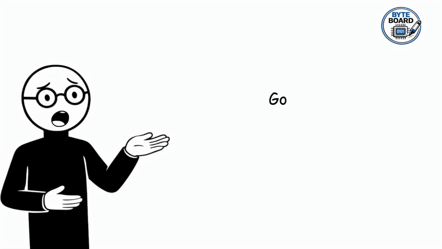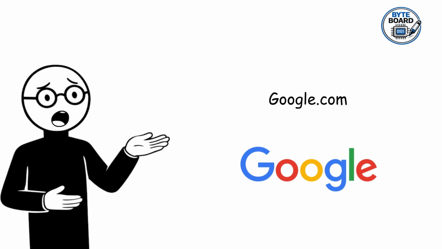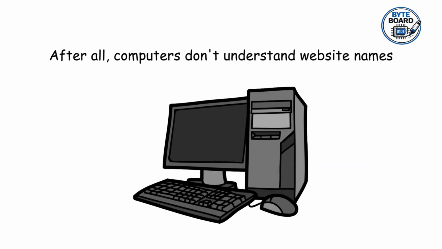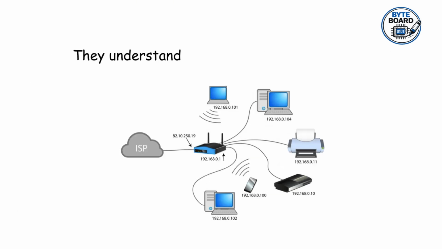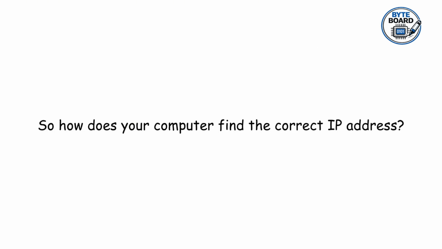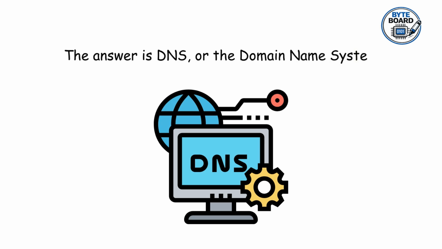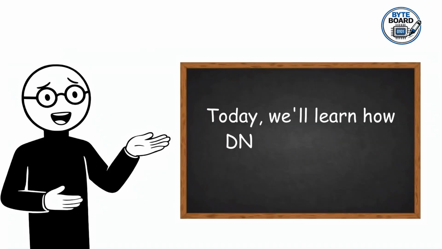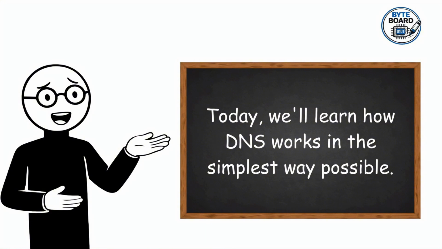Have you ever wondered, when you type google.com into your browser, how does your computer know where Google is? After all, computers don't understand website names, they understand numbers called IP addresses. So how does your computer find the correct IP address? The answer is DNS, or the Domain Name System. Today, we'll learn how DNS works in the simplest way possible.